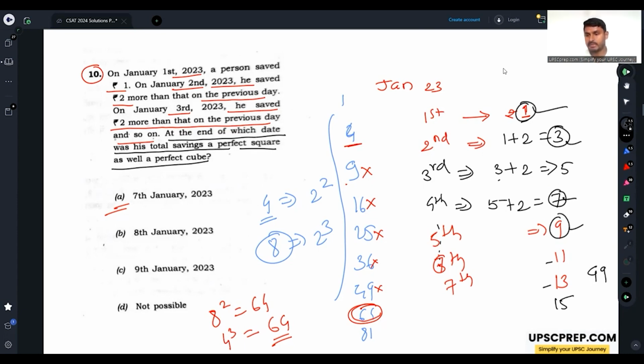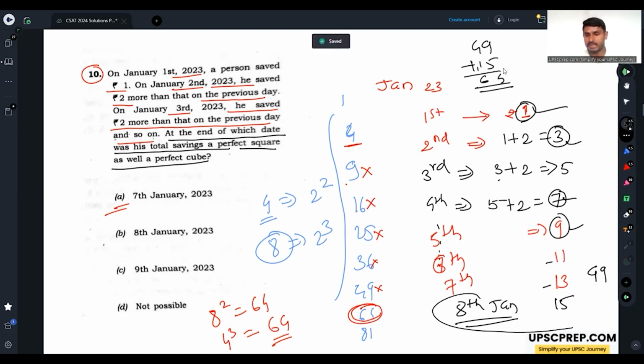So to 49, if I add just 15, on the 8th of January, 49 was already our sum, plus 15, how much will it be? It will be 4 and this will be 6. So I will get 64 here. That means on the 8th of January you will get a summation of each saving which will be 64, which is a perfect square as well as a perfect cube. So the answer will be the 8th of January, that is option B. So this would be the correct answer. I would say again an easy question to solve.